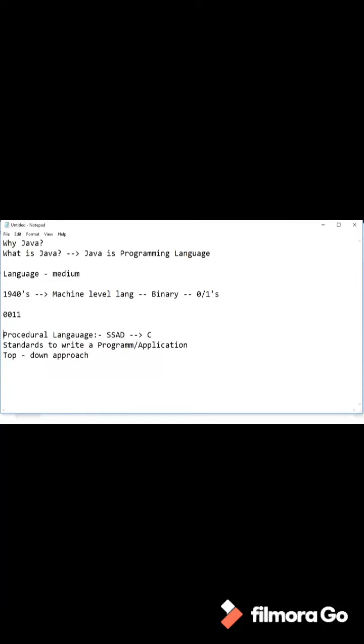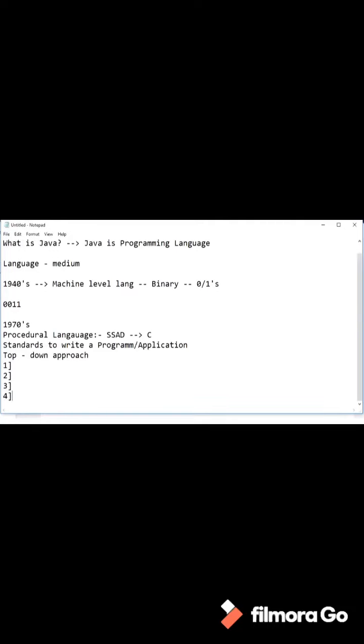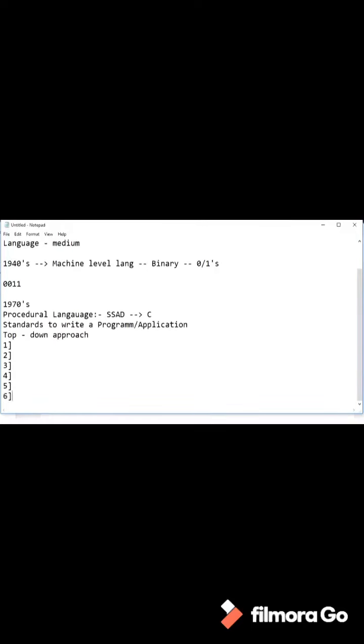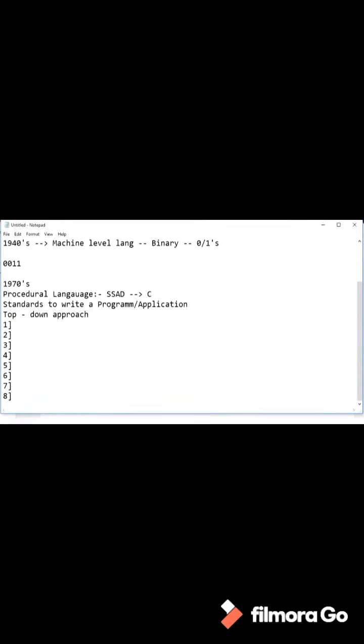These procedural languages were introduced around the 1970s approximately, where we generally had a total of 8 steps. I'm going to quickly write these steps. I'm just running through this. You don't have to understand these in detail, but I'm trying to give a clear idea about what procedural language is, just an overview.